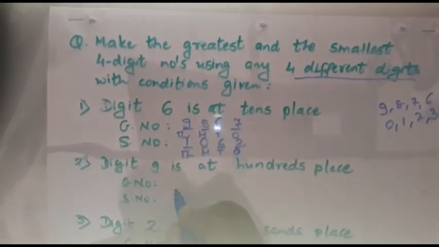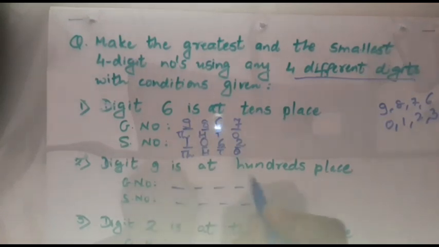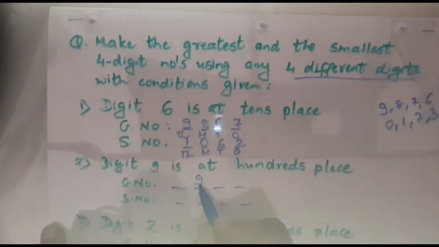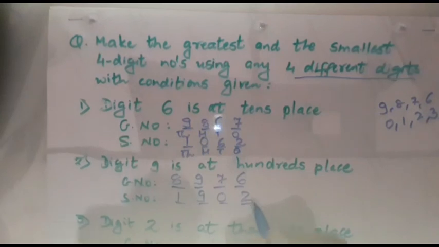Let's see the second example. You want 9 at the hundreds place. So 9's place is fixed. For the greater number, I should start with 9, 8, 7, but 9 is already there. So I should write 8, 7, 6. Here, 1, 0 and 2.